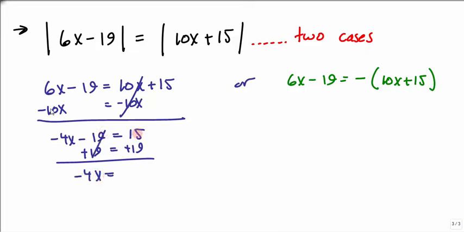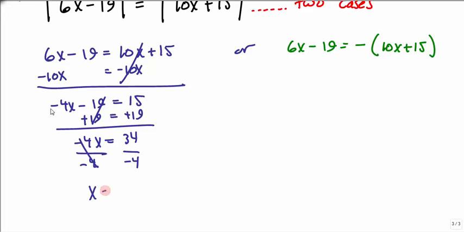So we have 15 plus 9, 34, divide both sides through by a negative 4. And of course we have to reduce the fraction, so this would be a negative 17 over 2. So that's my first solution, I think. We'll double check this, of course, by graphing. And then over here, let's work to find our second solution.